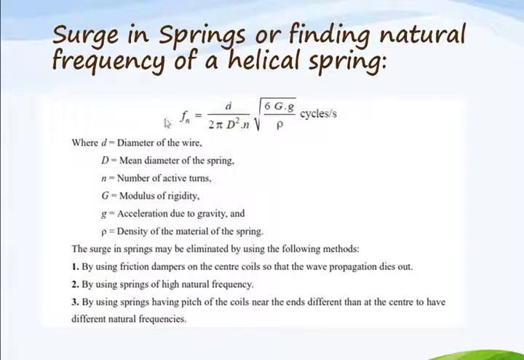If you want to eliminate this surge in springs, we have to follow these methods. Use friction dampers on the center coil so that the wave propagation dies out. You can use this element called friction dampers on the center of the coils, inside the coils, which will cut off the propagation of the wave. The waves will propagate throughout the spring when any impacts are acted on the spring, those will be cut off by using these friction dampers or by using springs of high natural frequency.